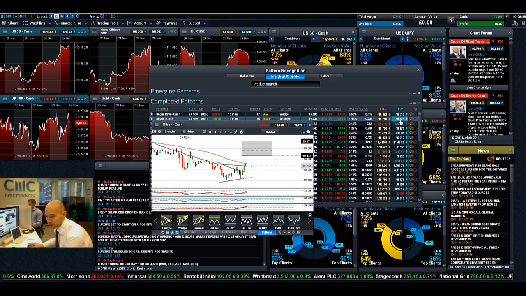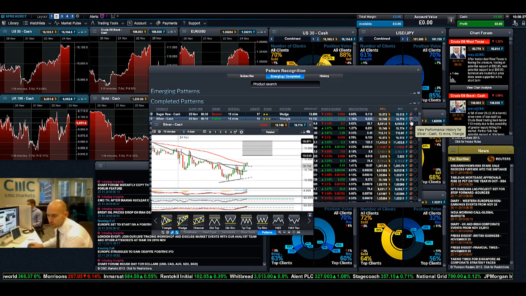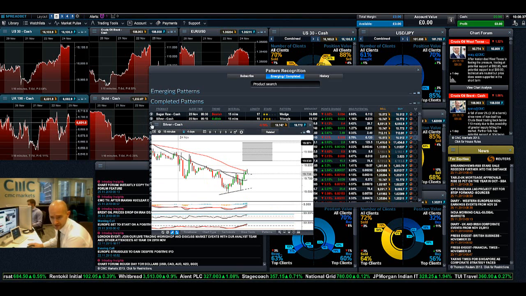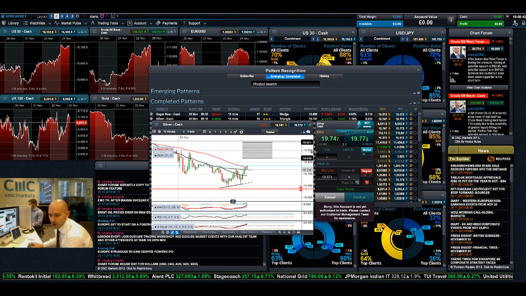And then you've got this button right here. This button is really important because it allows you to see a statistical analysis of up to the last 100 instances of this pattern. So on here right now for silver, I could go ahead and attach an order ticket to there. I'm just going to go ahead and do that right now. And this might be something that I might want to take advantage of.